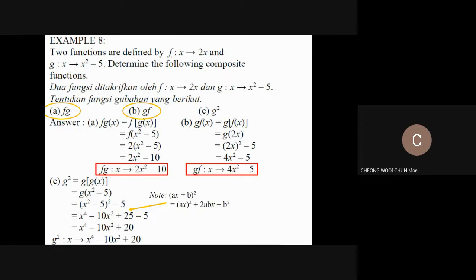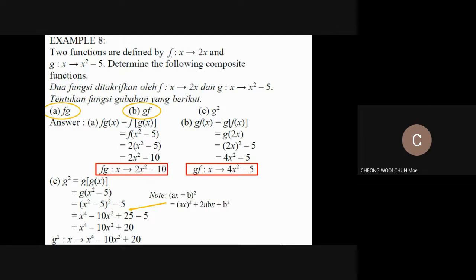Then gf, this is gf(x), equal to g(f(x)). So f(x) is 2x, so 2x must replace inside the g: (2x) squared minus 5. So 2x squared is 2 squared, which is 4, x squared, minus 5. So the answer, really simplified, is gf: x arrow 4x squared minus 5.